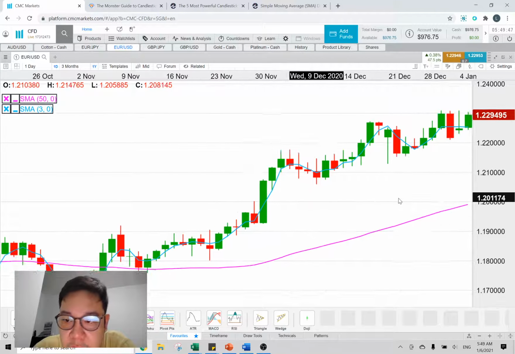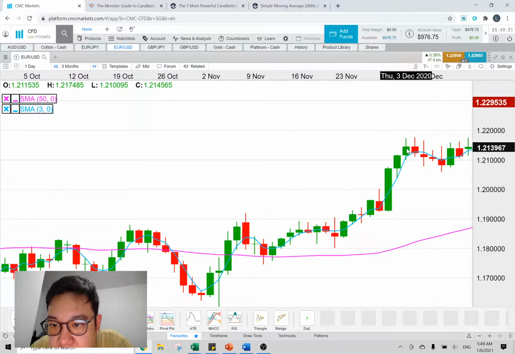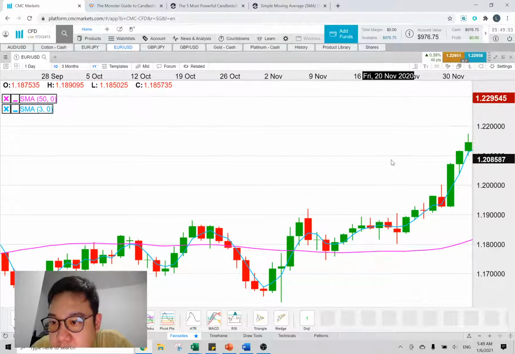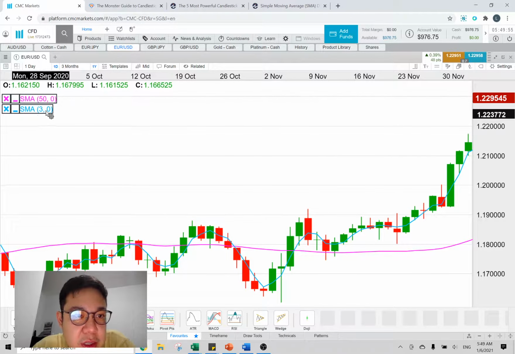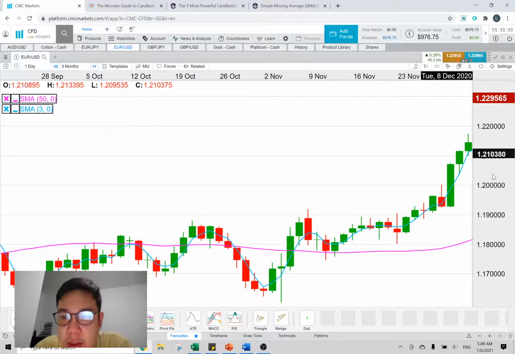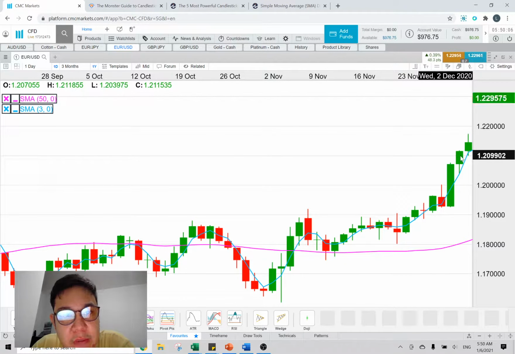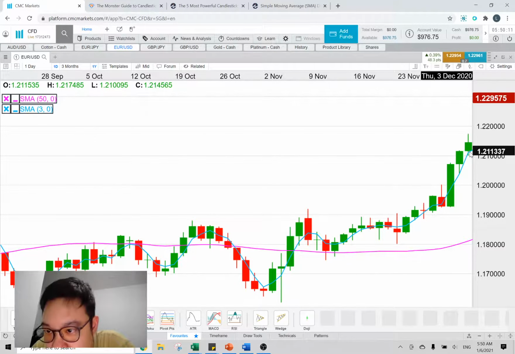Then if you want to see other pricing, right, and then let's just say 1 2 3. Okay, so it's a simple moving average of 3. So it's just add this close, which is the top left hand side here, 1.207055 plus 1.211535 plus 1.214565, then divided by 3 gives you this point, the moving average. So that's how it works lah.